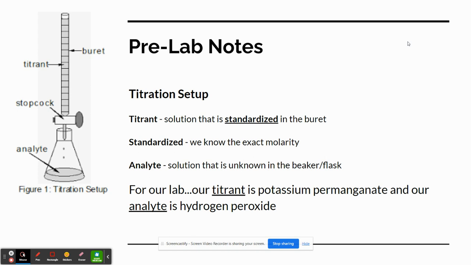Then we have the analyte. The analyte is what you see at the bottom. Right now it's a picture of an Erlenmeyer flask down at the bottom, but we're just going to use a beaker for our analyte. So it is the solution that is unknown. Because our hydrogen peroxide is going to be our unknown thing, that is going to be our analyte. And because our potassium permanganate is going to be the thing that is standardized, meaning we know its exact molarity, that will go in our burette as our titrant.